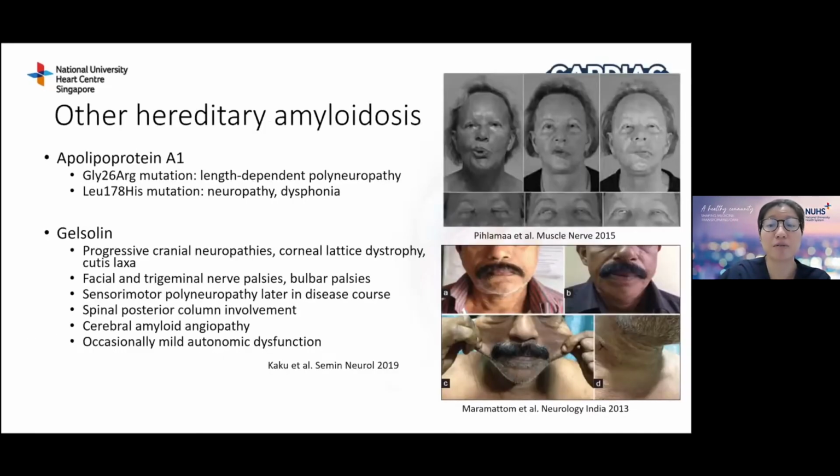There are many other types of hereditary amyloidosis, such as apolipoprotein A1 and gelsolin amyloidosis. Gelsolin in particular is interesting because it leads to progressive cranial neuropathies, particularly facial neuropathies, as you can see here with this lady with facial asymmetry. And they can have corneal lattice dystrophy or cutis laxa, which is very lax skin, as you can see here on the face or on the neck.